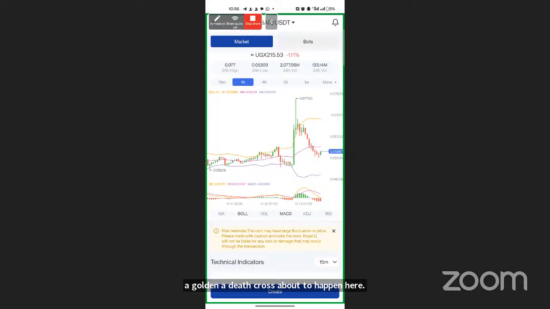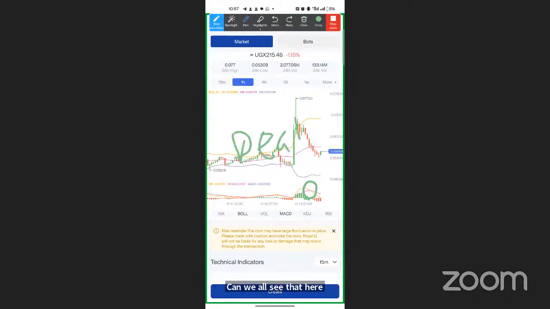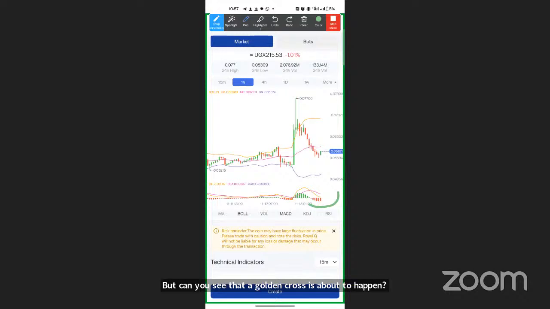Now, there is something magical I want to show you. And this is where money is made. When you use the MACD, you use it in what we call anticipating. Can we all see that here we had a death cross? Listen to me very well. But can you see that a golden cross is about to happen? Do you see how the 12 is trying to cross the 26?